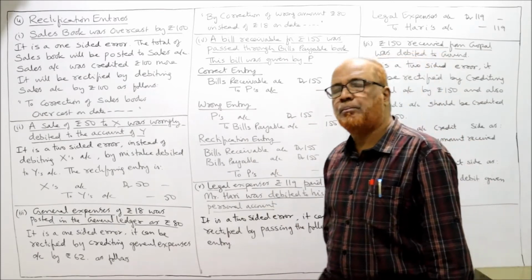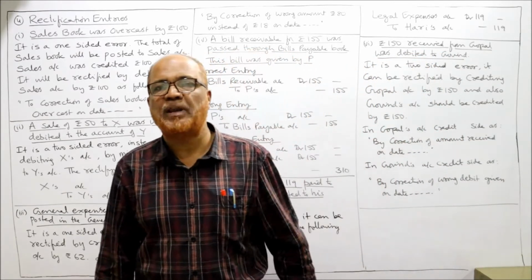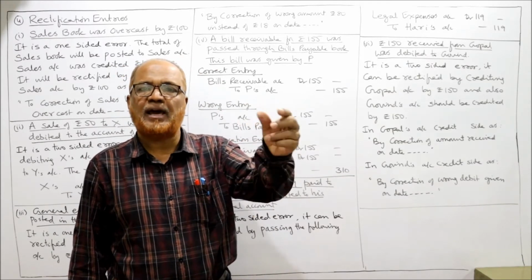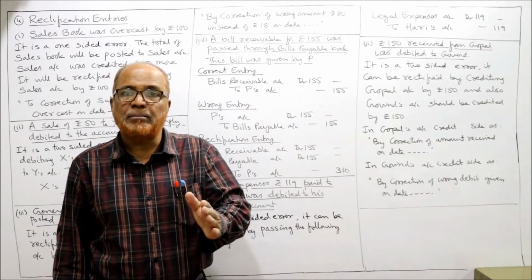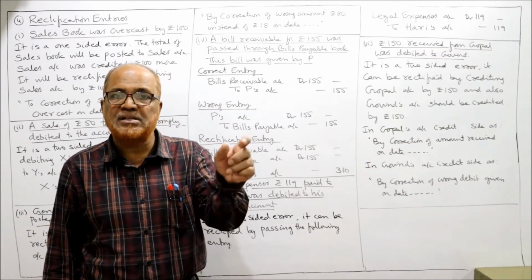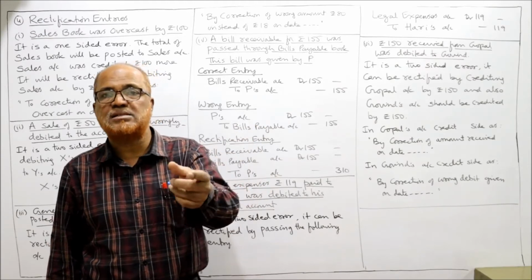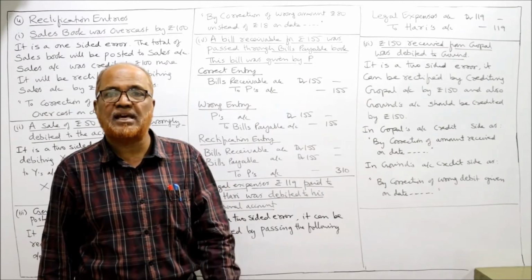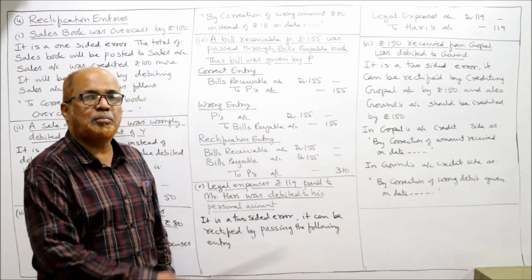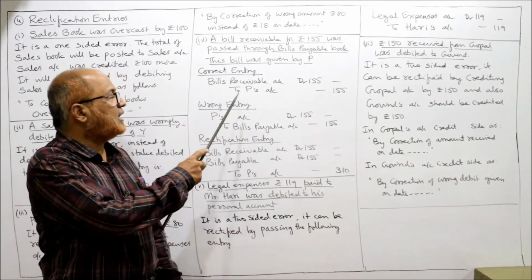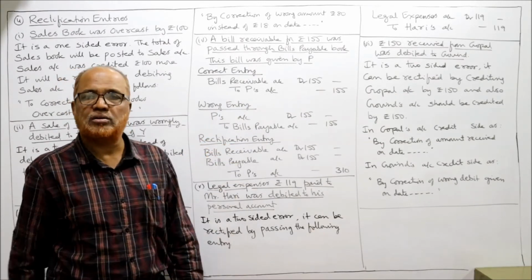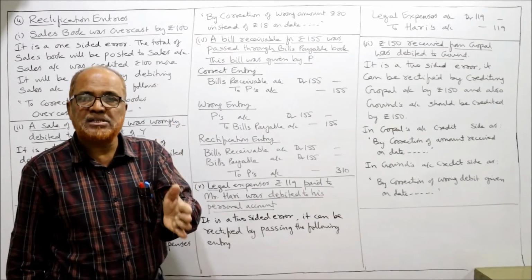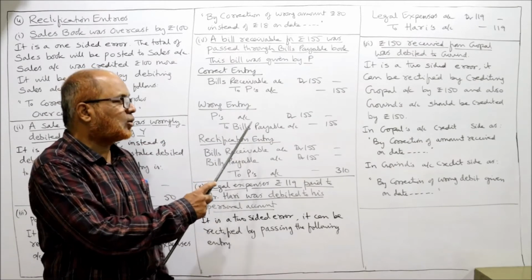This bill was given by P. A bill receivable has been received from P. The correct entry when we receive the bill is bills receivable account debtor to P's account. But by mistake, the entry was not made in bills receivable book. By mistake, the entry was made in bills payable book. So what is the entry when bills payable is there? The entry will be P's account debtor to bills payable. The correct entry is bills receivable account debtor to P's account, but by mistake, it is recorded in bills payable book. In bills payable book, the entry will be P's account debtor to bills payable.